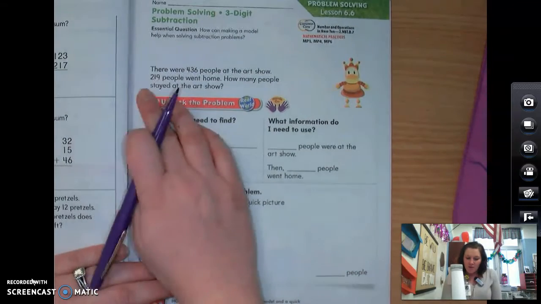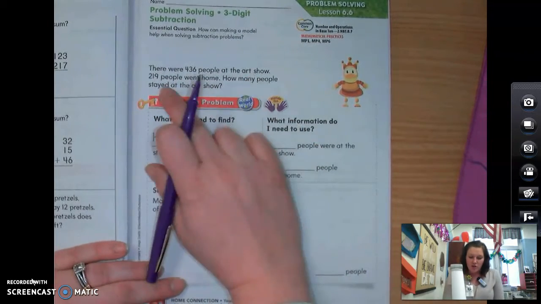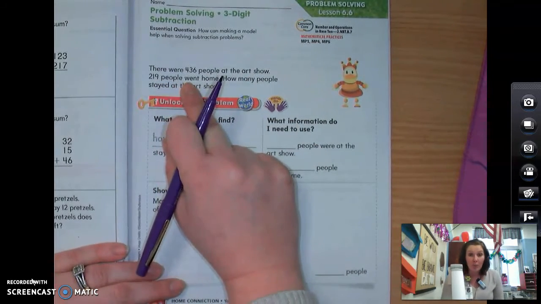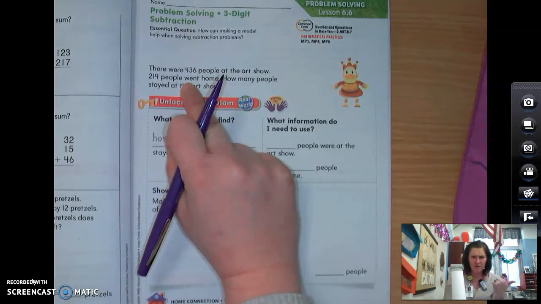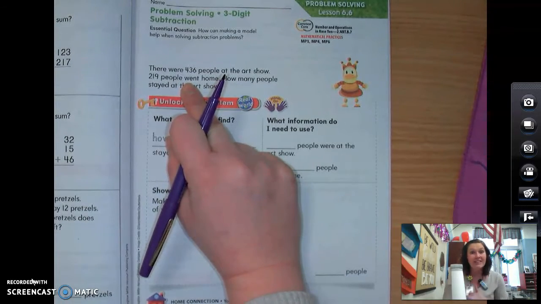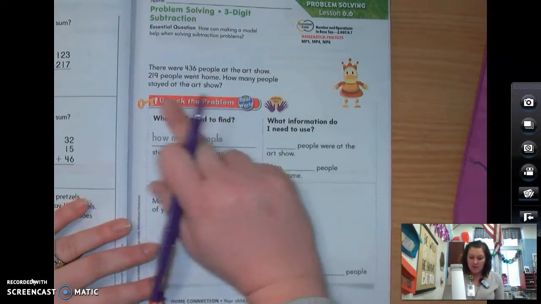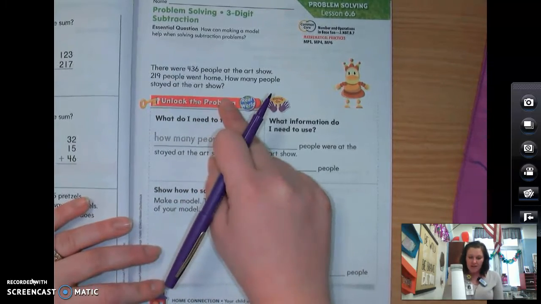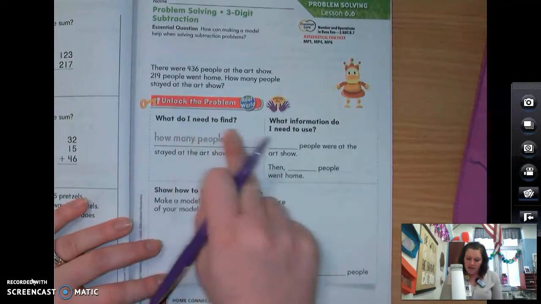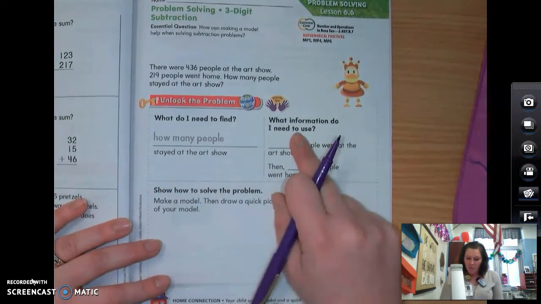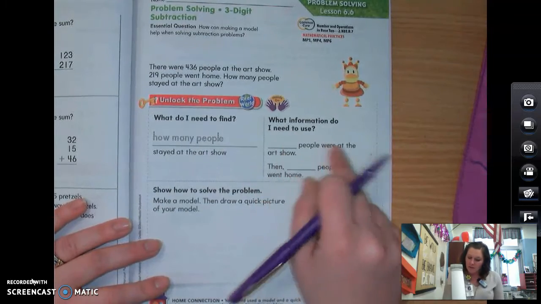So this first one, there were 436 people at the art show. 219 people went home. So if they went home, are they coming to the art show or are they leaving? They're leaving. How many people stayed at the art show? That's the question. So what do I need to find? How many people stayed at the art show? What information do I need to use?